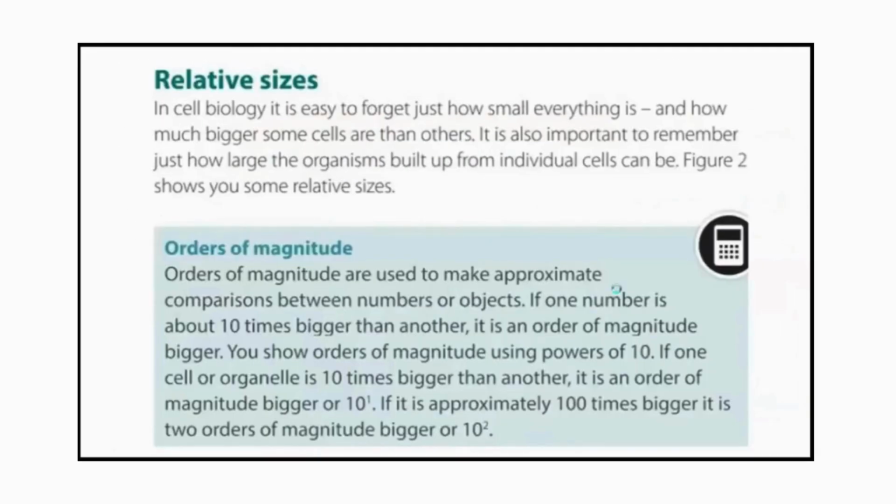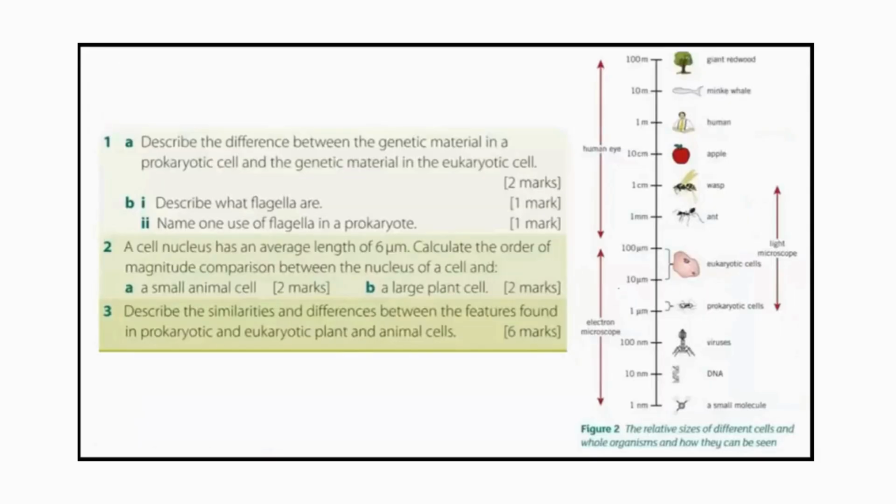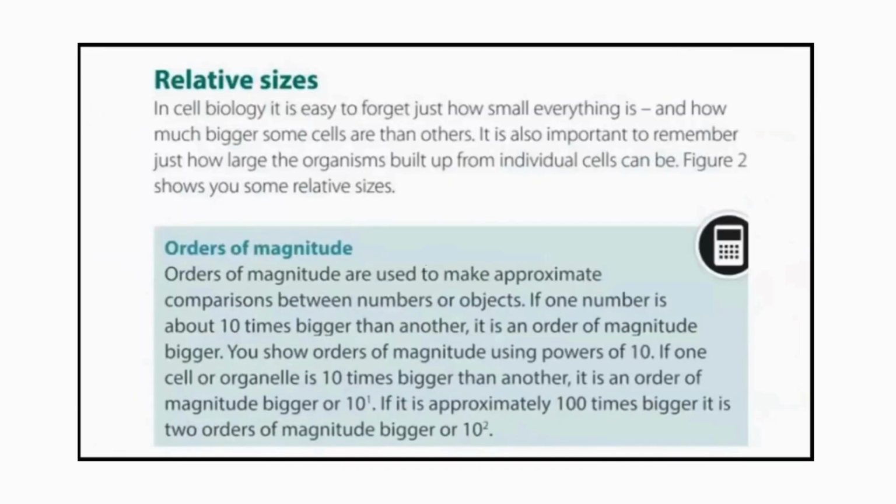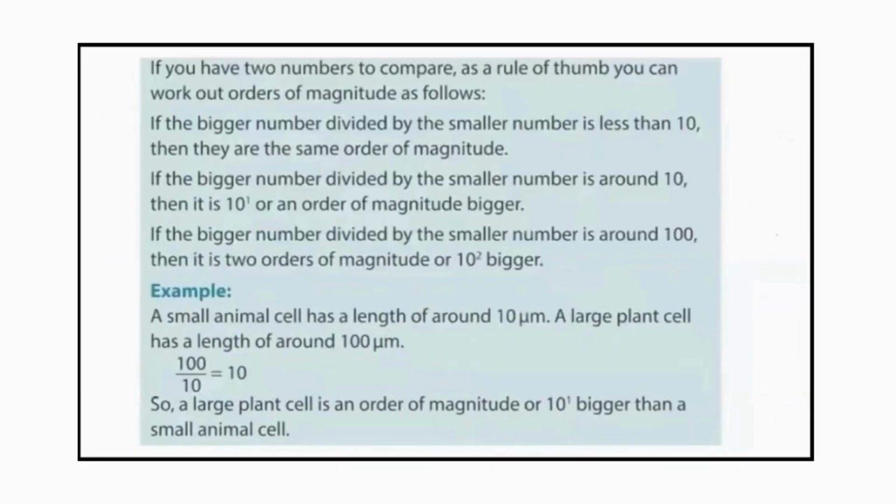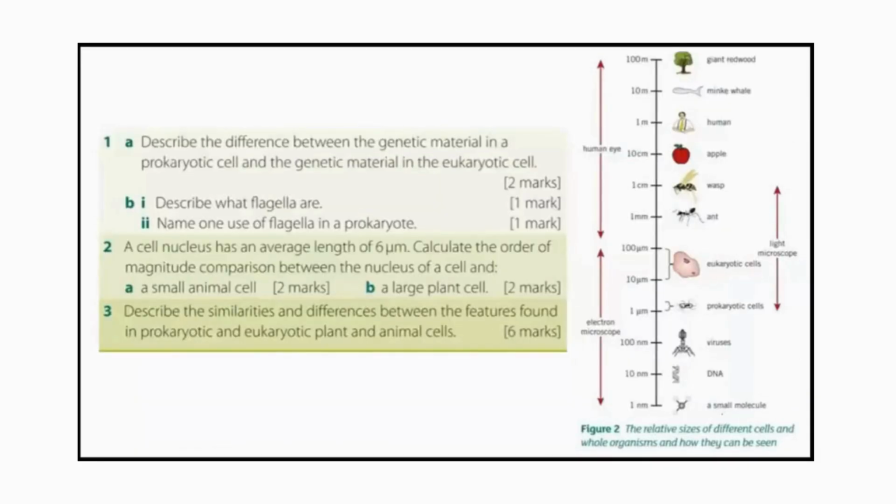Now, this is what I have not discussed: the order of magnitude, the relative sizes of the cells with respect to each other. Here is a scale given. You see, a small molecule can be as small as 1 nanometer. DNA is around 10 nanometer. Virus is 100 nanometer. But there are viruses which are even smaller than 100 nanometer, like the virus which causes the common cold, a rhinovirus, or poliovirus.